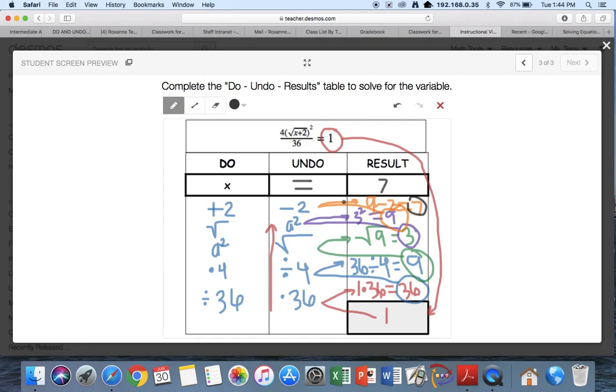Now when you do yours, you do not need to put all these little lines here, all these arrows. That is just so you can see what I'm doing. You just need to show me the work on the side and how you got your result. You don't have to prove it, but if you wanted to, take 7 in there, do 7 plus 2 gives you 9. The square root of 9 is 3. 3 squared is 9. 9 times 4 is 36. 36 divided by 36 is 1. But you do not need to prove it to me. You just need to fill in the table. That's what this whole entire thing is all about, is to help you organize it and make sure you don't forget a step to get your result.